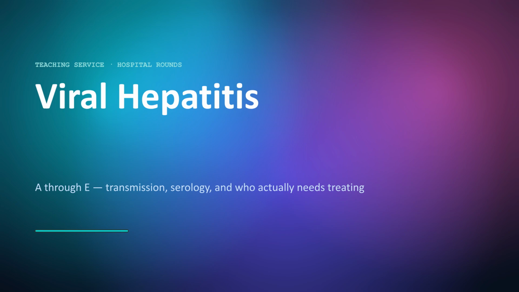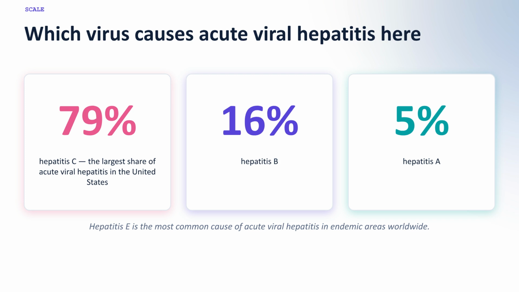We will spend the most time on hepatitis B serology, because it is the thing residents get wrong most often, and the thing you will be asked about most. And we will finish with the modern hepatitis C regimens that cure well over 90% of patients. Let's begin. Start with the epidemiology, because it is not what most people guess.